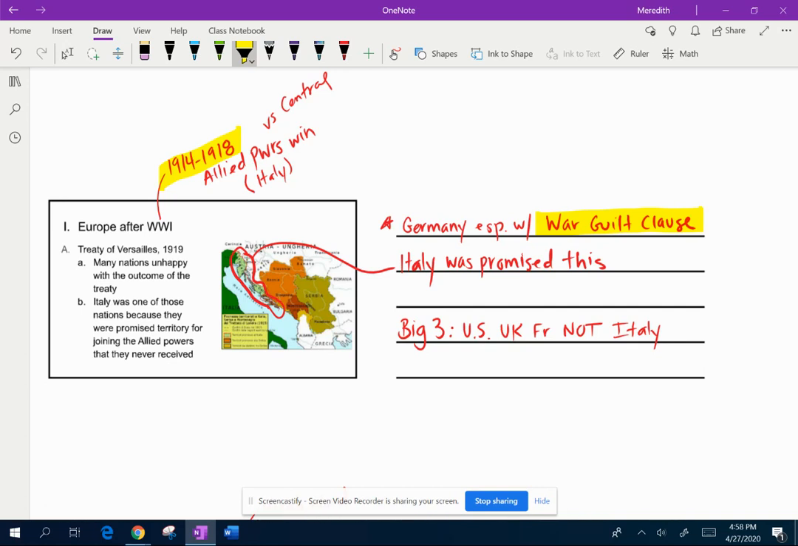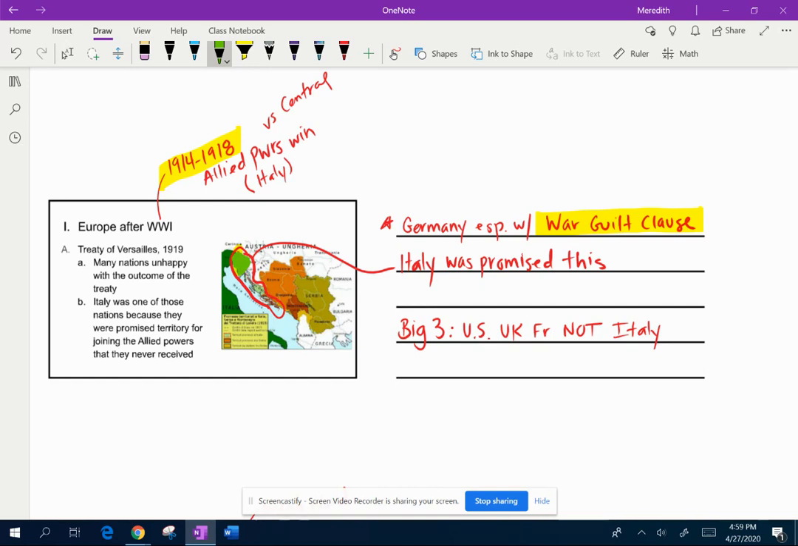Now, Italy was really upset because they were promised a bunch of territory if they joined on the side of the Allied powers. And what you can see I have outlined here already is the land that they were promised. And you guessed it, they never got it. Today, Italy only actually does get to have this little bit of land that's added to their nation, and everything else, whether it's Croatia, Slovenia, Albania, is all still separate.